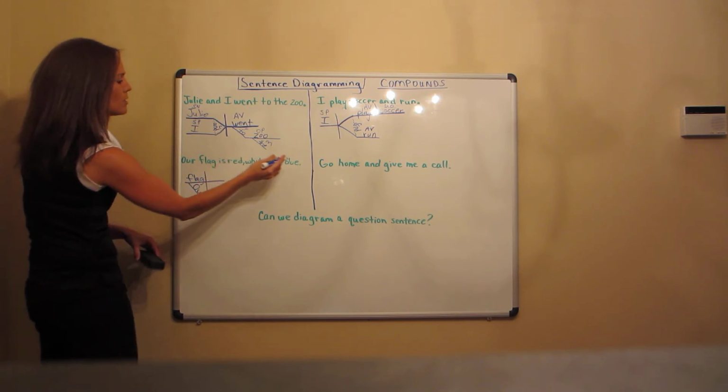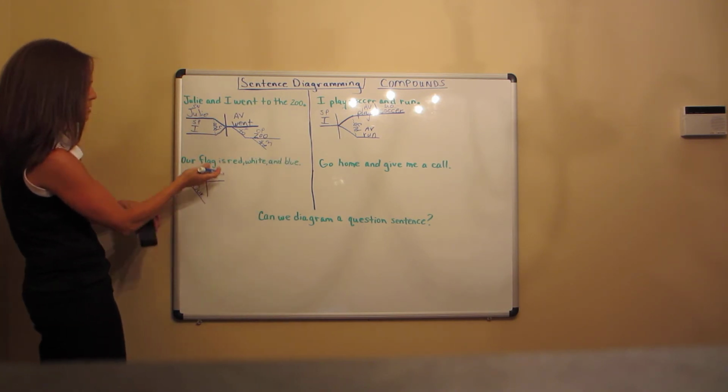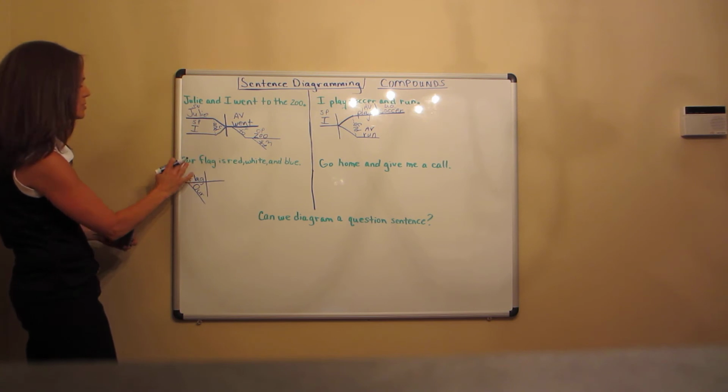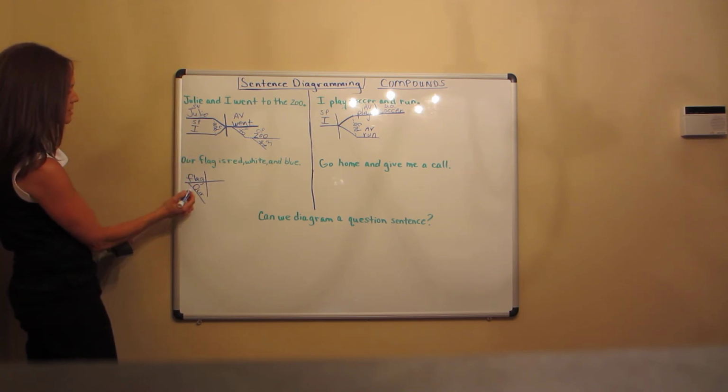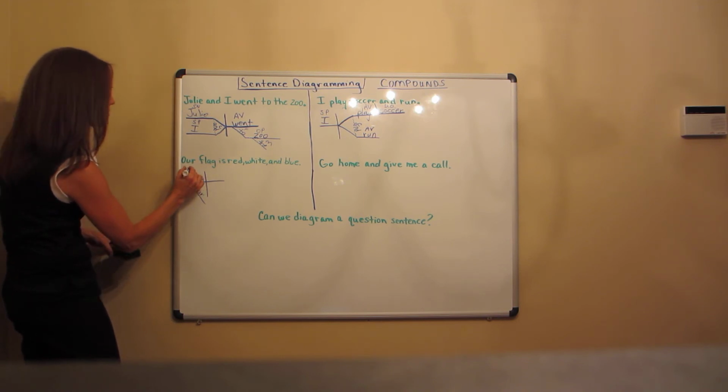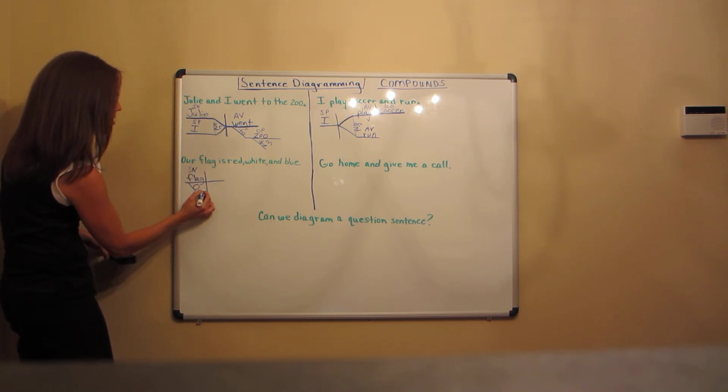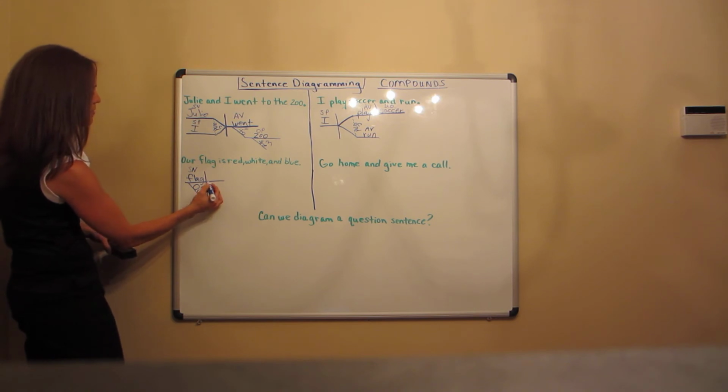When you're diagramming, we don't do punctuation in diagramming, but you have to stay true to the capitalization. Our is capitalized because it's the first word in the sentence. Flag is not because it isn't. Flag is your subject noun. Our modifies flag. It's a modifier.